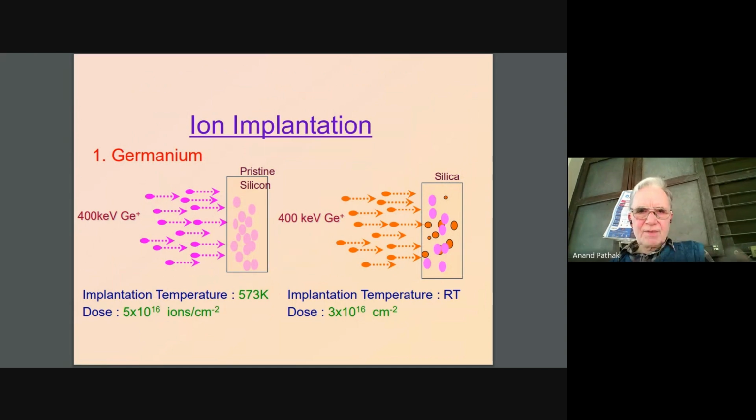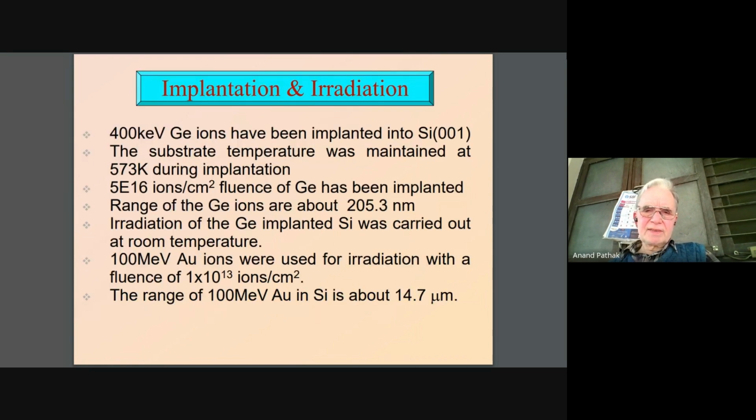So there are other processes, these are the atom beam sputtering. Now we go to ion implantation. The same thing is done here. Ion implantation is also the same process. Here again, you make the germanium nanoparticles.